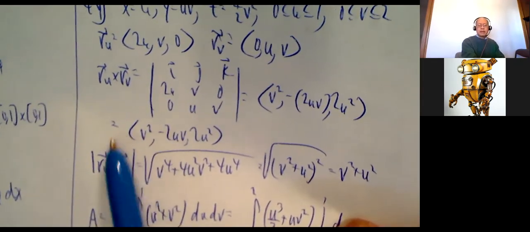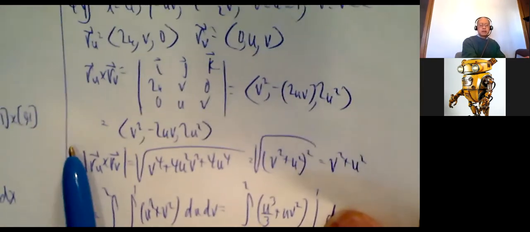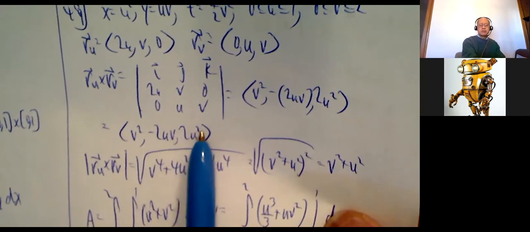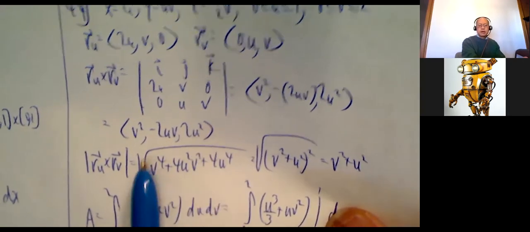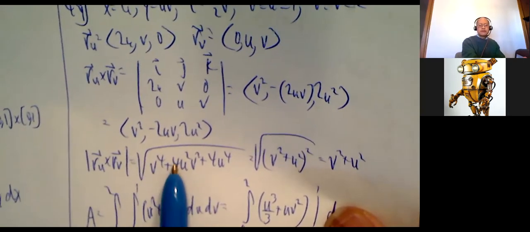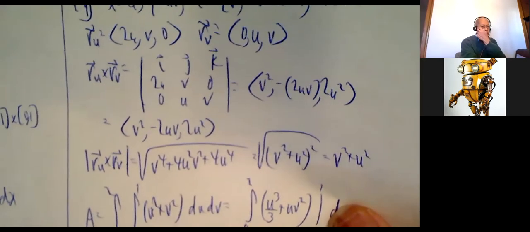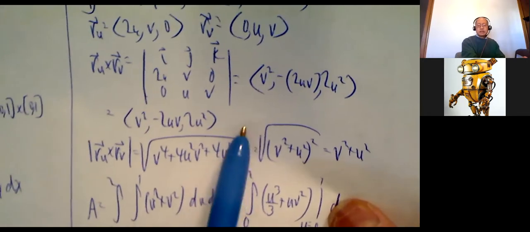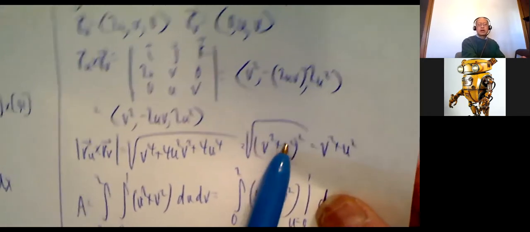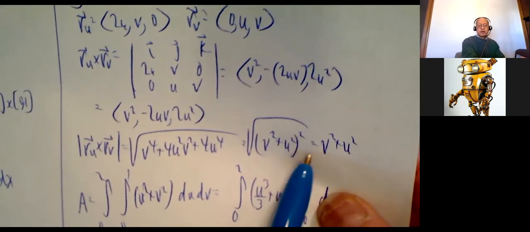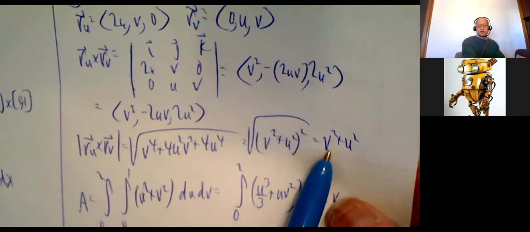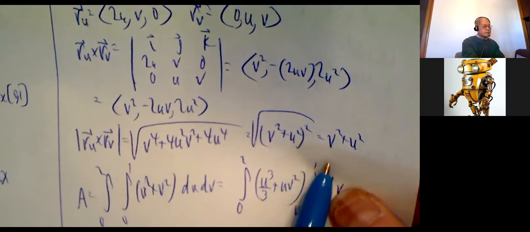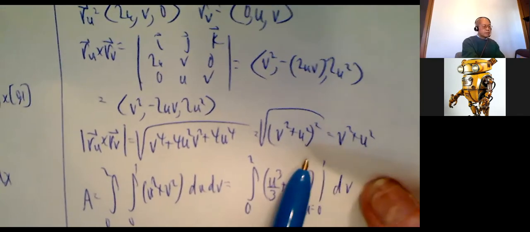My formula I need is the magnitude. Remember, the magnitude of a vector is the square root of this thing squared plus this thing squared plus this thing squared. v to the fourth plus 4u squared v squared plus 4u to the fourth, which very conveniently is the square root of (v squared plus u squared) squared, which is just v squared plus u squared, or u squared plus v squared. So that's what I'm integrating.